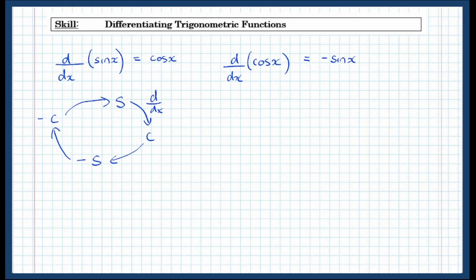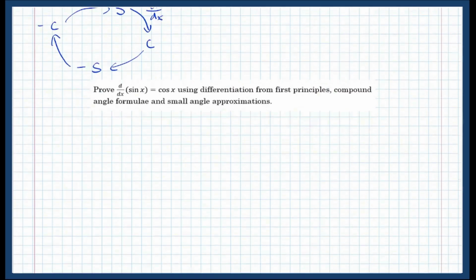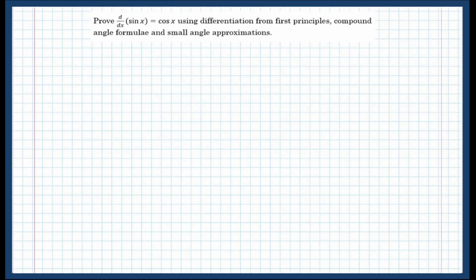So let's get started with an example. And there it is there. Prove the differential of sine x is cos x using differentiation from first principles, the compound angle formulae, and small angle approximations. So we're going to need all of those things. First of all, let's have a look and put the relevant formulae at the side here. And there's the differentiation from first principles formula that you're going to have to use. So you may want to pause this now and have a go yourself.